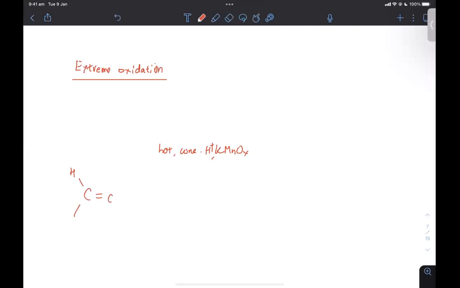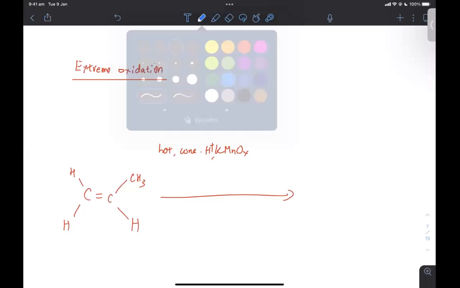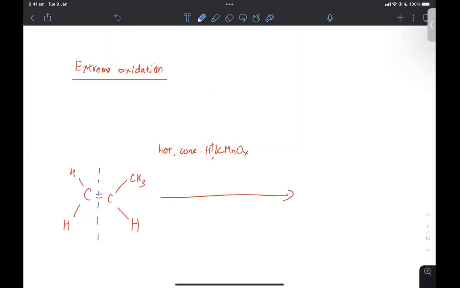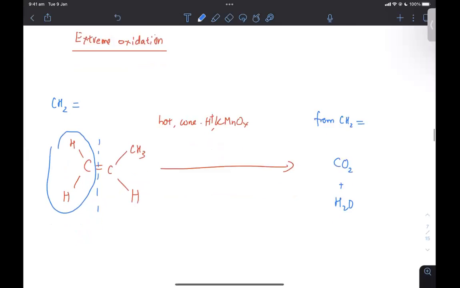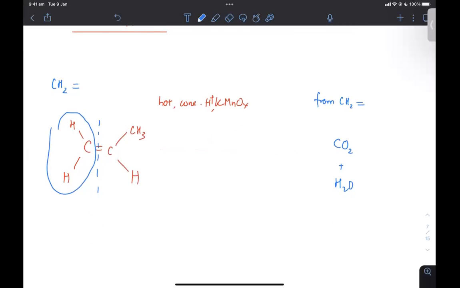So if this is H, and this is, I don't know, CH3, H, what would happen is, you look at one side of the carbon-carbon double bond. This side is what you call CH2 double bond. They will get oxidized to become CO2 and H2O. This is from the CH2 double bond.